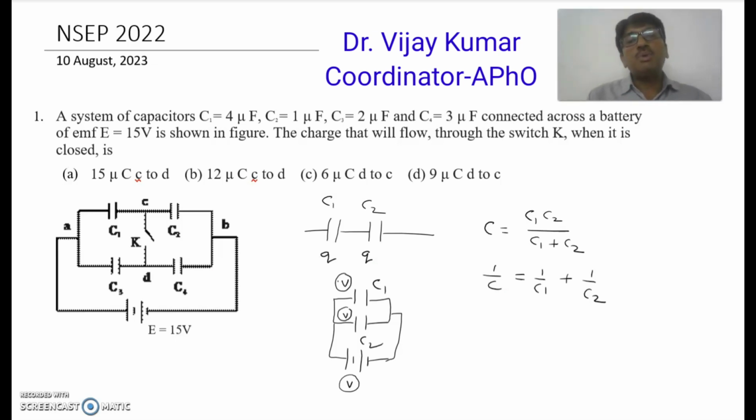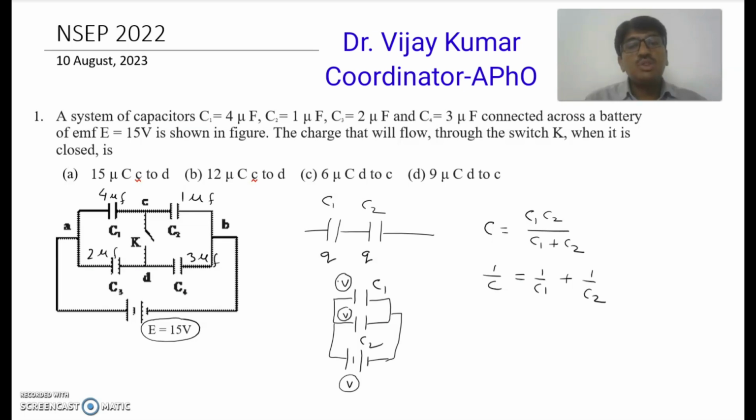Now we solve this problem. The problem is a system of capacitors: C1 is 4 microfarad, C2 is 1 microfarad, C3 is 2 microfarad, and C4 is 3 microfarad, connected across a battery of EMF E, 15 volt, as shown in the figure. The charge that will flow through the switch K when it is closed.